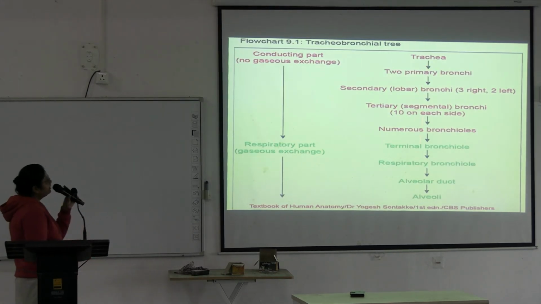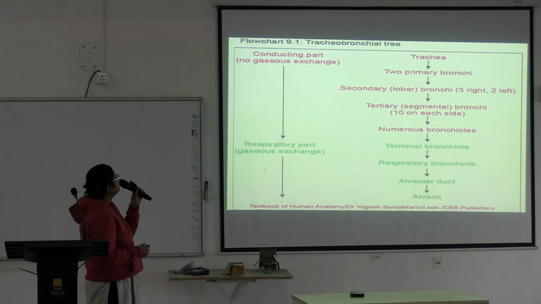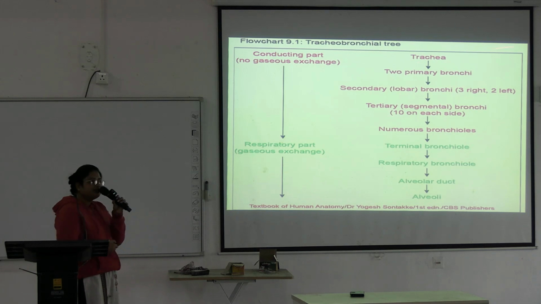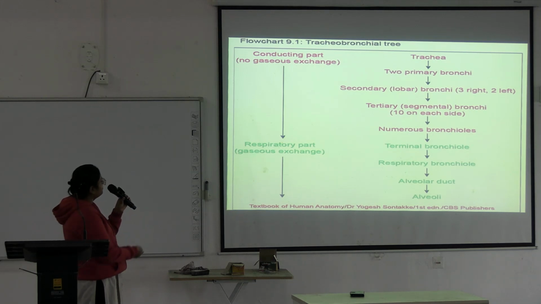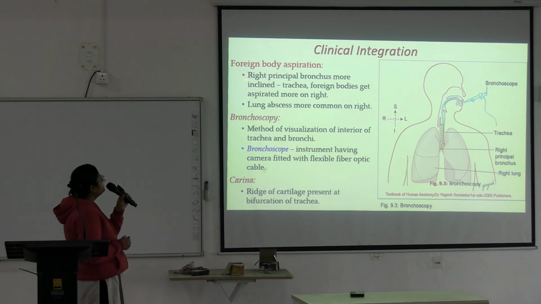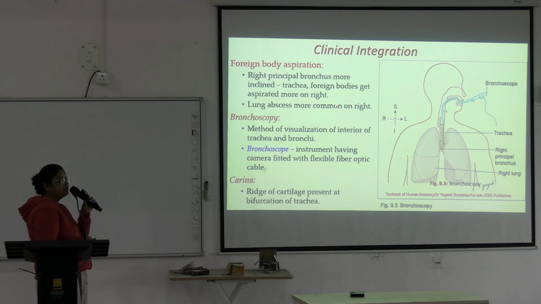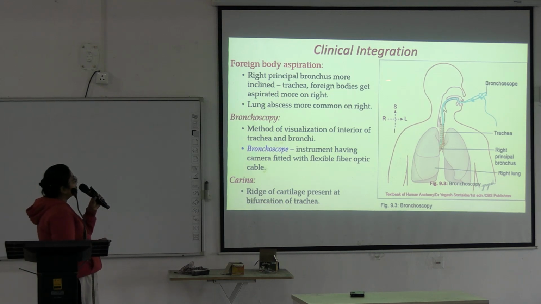So this division is important. It comes as a part of a long question, the tracheobronchial tree. Now these are the clinical aspects. The right principal bronchus is more inclined towards the trachea. That's why a foreign body gets aspirated more on the right side, and lung abscess is more common on the right side.